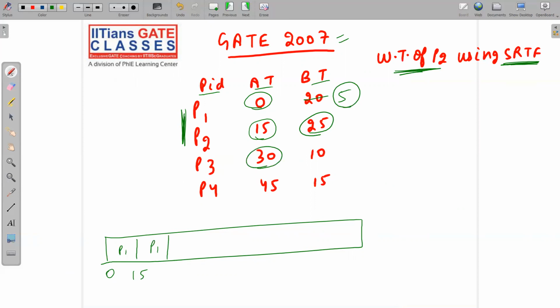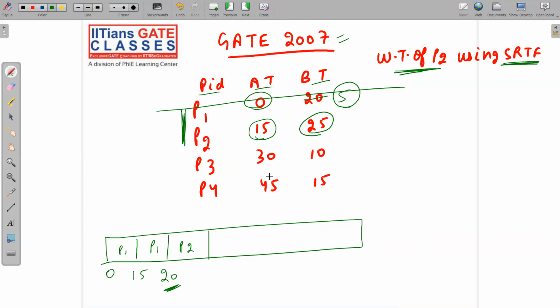I will execute P1 only, and it will be executed till what? At 30 a new process is coming into the picture. So I will execute 5 more, that is 20. So till 20, P1 will be executed and we will cut it out. Now at time 20, there is no other process except P2 in the system. So there is only one choice. I have to execute P2 only.